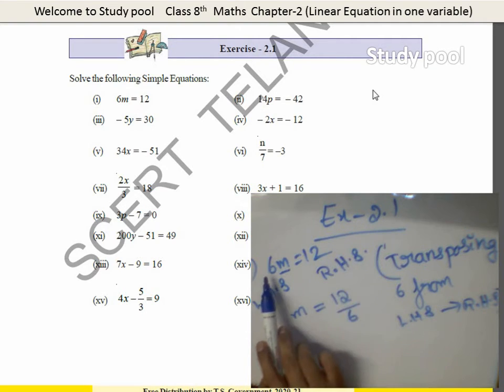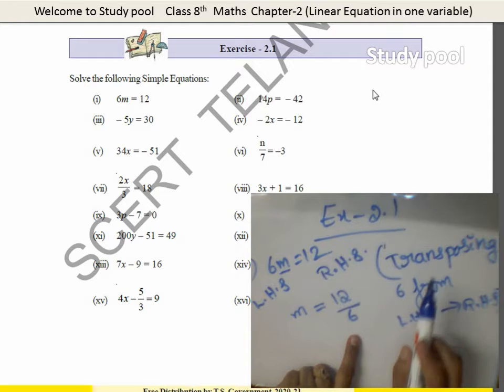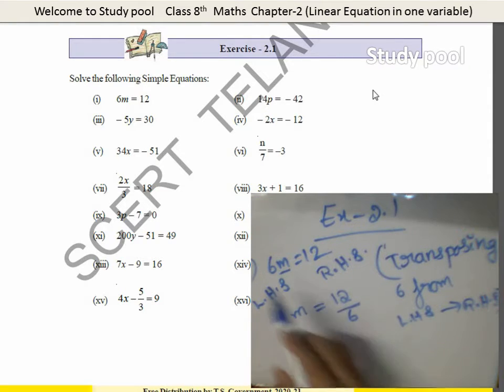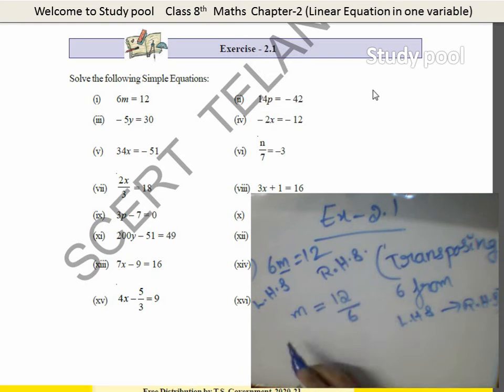So 6 will become here, 6 we have to write in a denominator. Whenever we are transposing, we should know some terms. Here 6m is there, right? So it is multiplied, 6 is multiplied. So whenever we are transposing, if plus is there, we should do minus. If minus is there, we should take in plus, and if it is multiplied at LHS, then we should divide, and whenever it is division, we have to multiply. You have to remember these things first.